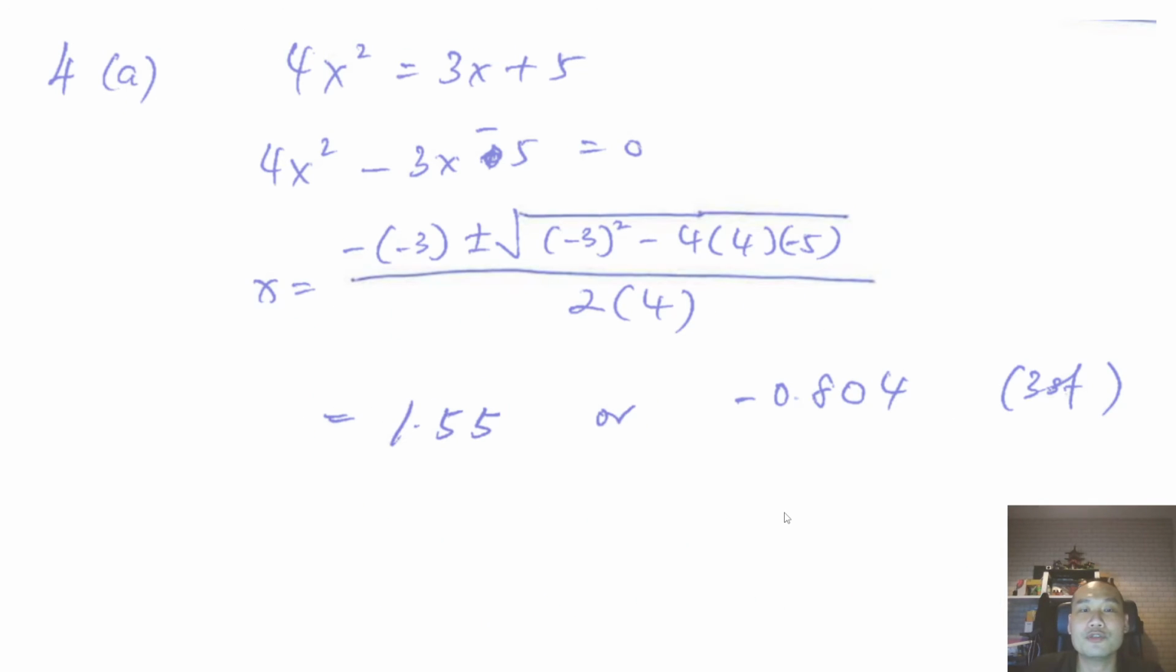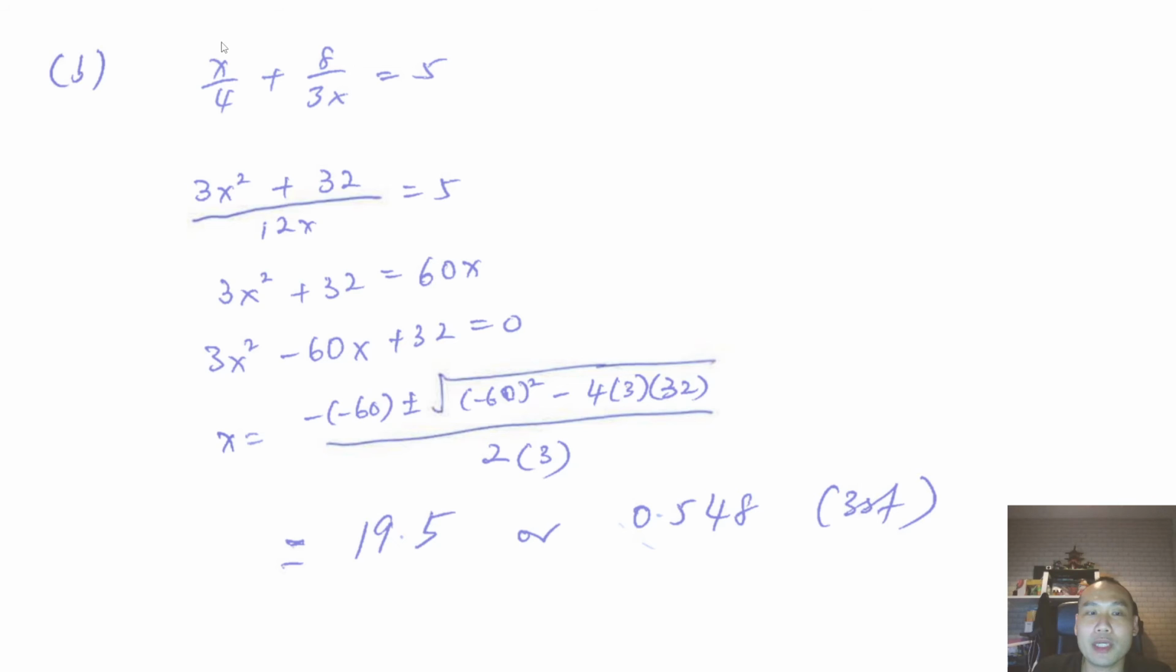Okay, question 4. Here we are just going to use the quadratic formula, right? Just memorize the formula and you're good to go. In this case, arrange them so that we have ax squared plus bx plus c in this manner. So a is 4, b is -3, c is -5. Plug it into the formula, punch your calculators carefully, and x equals 1.55 or -0.804.